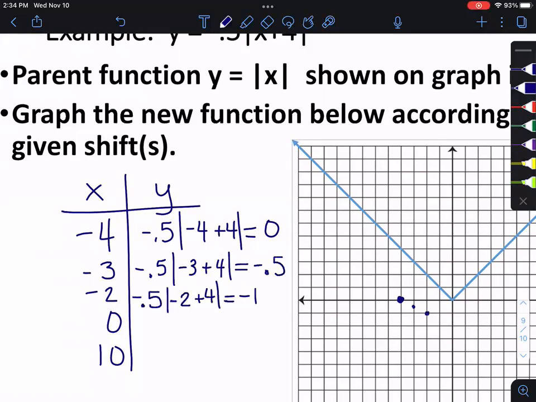If I plug in 0, 0 plus 4 is 4. The absolute value of 4 is 4. 4 times -1/2 is -2.